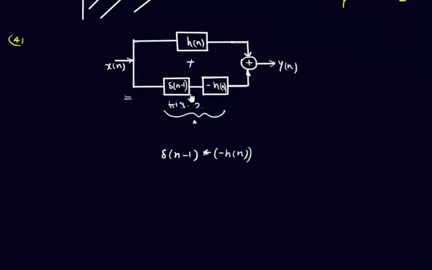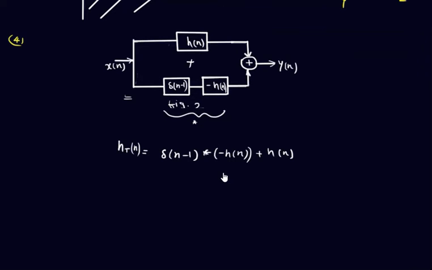Okay, so we have completed these two blocks, and these two blocks are connected parallelly to each other, and here we have a summation sign, so we can directly add this particular block to this h of n. So this will be our resultant, or total impulse response of the system. Let us consider ht of n as per your book. So ht of n will be the total impulse response that we have to find.